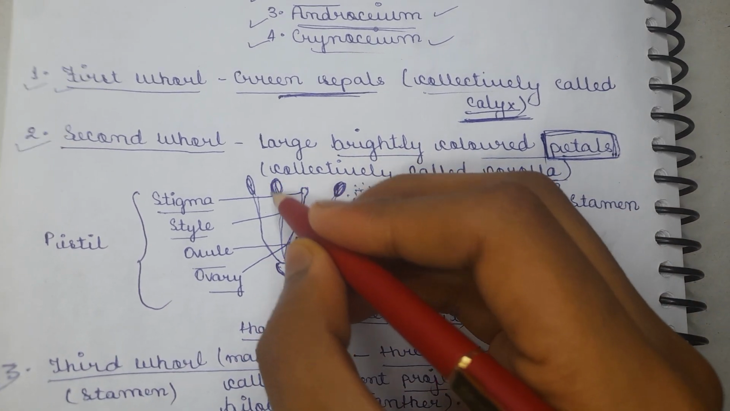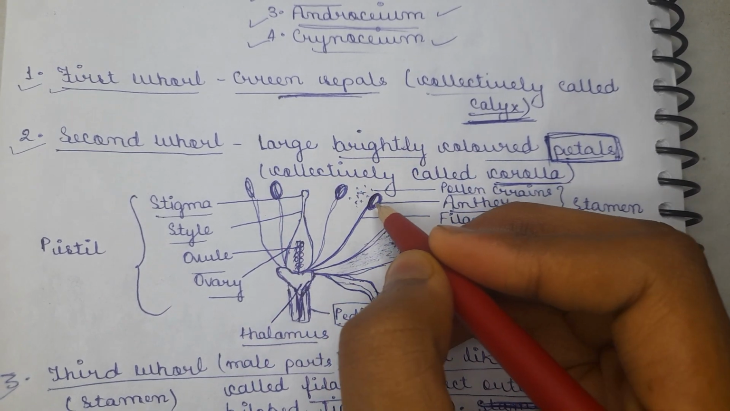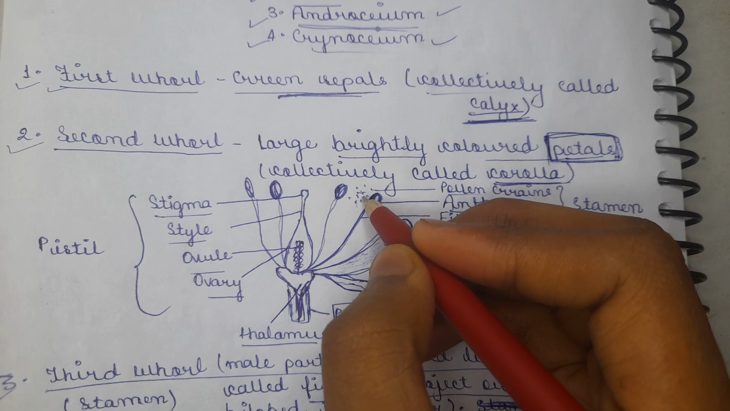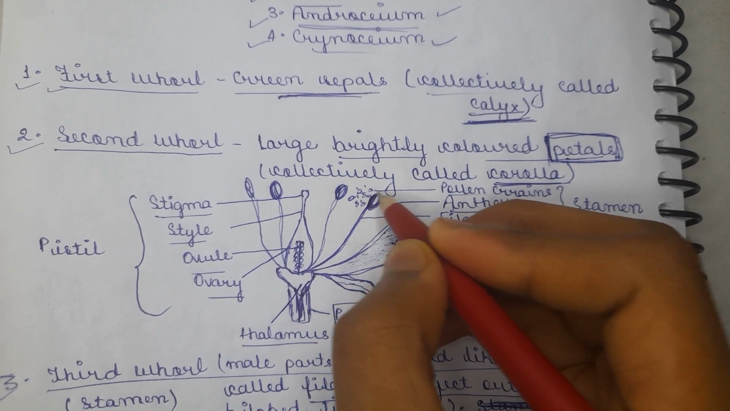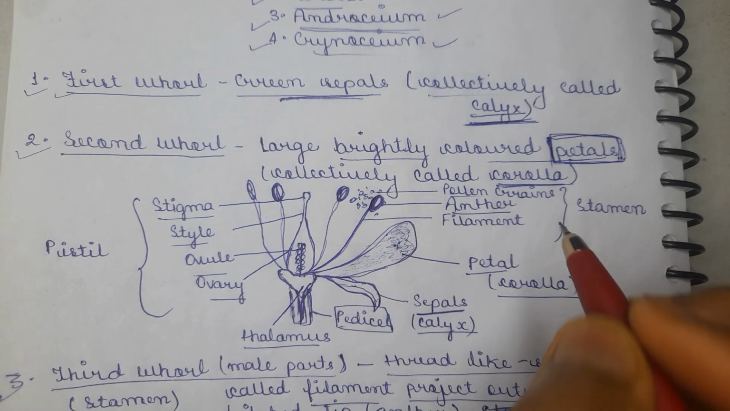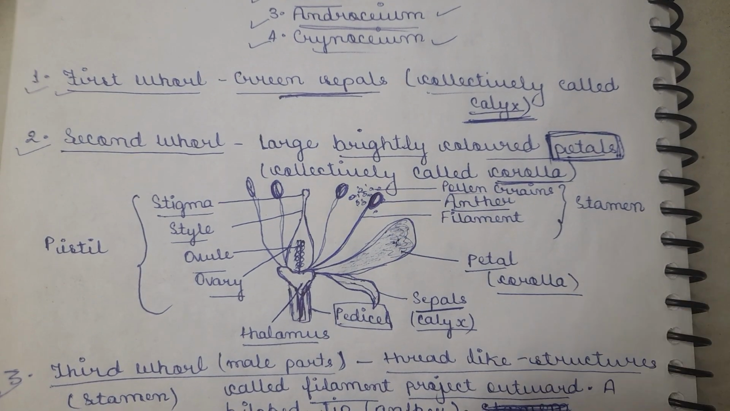On every filament there is an anther. These anthers are mainly composed of, or attached with, pollen grains. These are mainly pollen grains that help in the process of pollination.